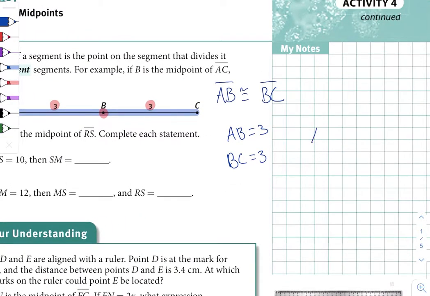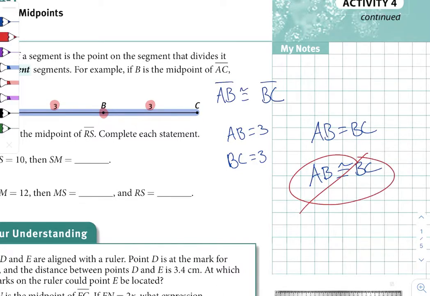So I can say that AB equals BC. I can say that because they are the lengths of the line segment, and 3 equals 3 because they're both equal to 3 units. What you cannot do is say that AB is congruent to BC. That is not true, right? AB without that line is just 3. Same with BC. I can't say 3 is congruent to 3. That's not how it works.